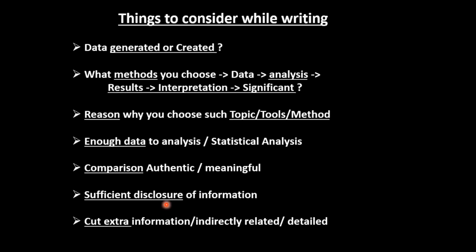Sufficient disclosure of information. Whatever we have done, the main important points, whatever we have concluded and conducted in our lab, with date and time, we have written each and every step, the chemicals and compounds, the instruments and the settings of those instruments. Whatever we have written in our lab notebook, we need to give all that sufficient disclosure information in our research proposal.